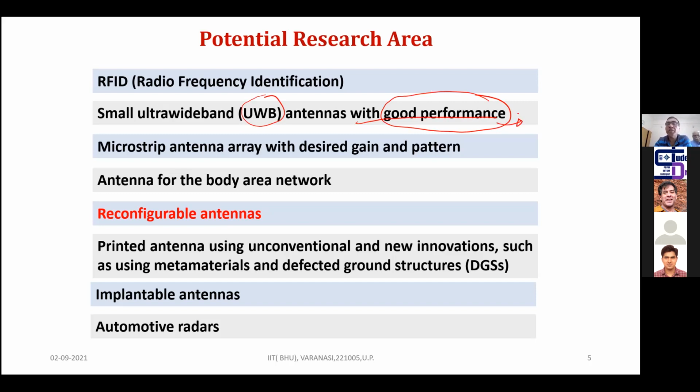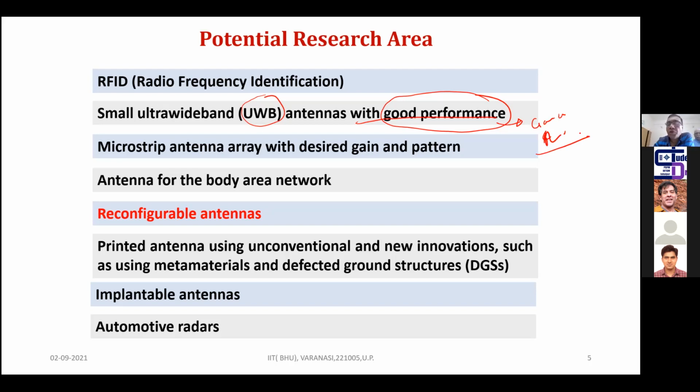What do you understand by the word good? Radiation efficiency. There are some parameters on which an antenna's performance is dependent, such as antenna gain, antenna efficiency, directivity. I think these are the parameters which they have considered, and they are giving good output, so they have taken it as good performance.